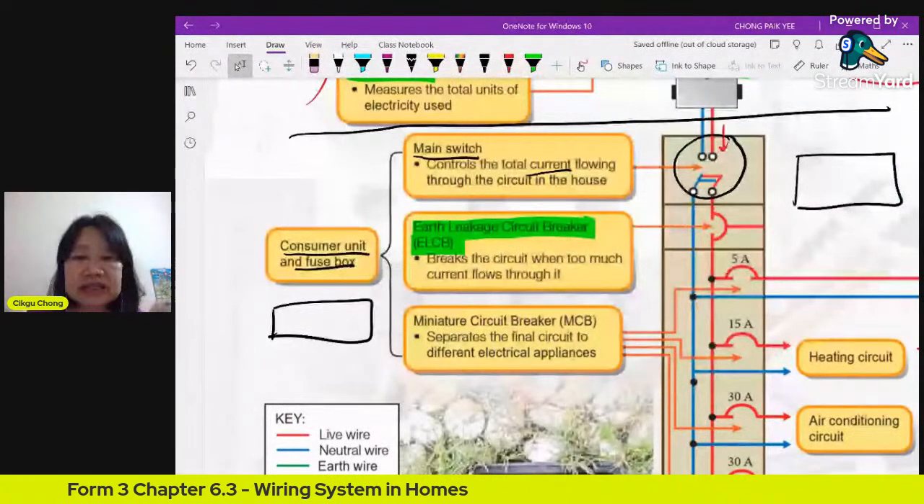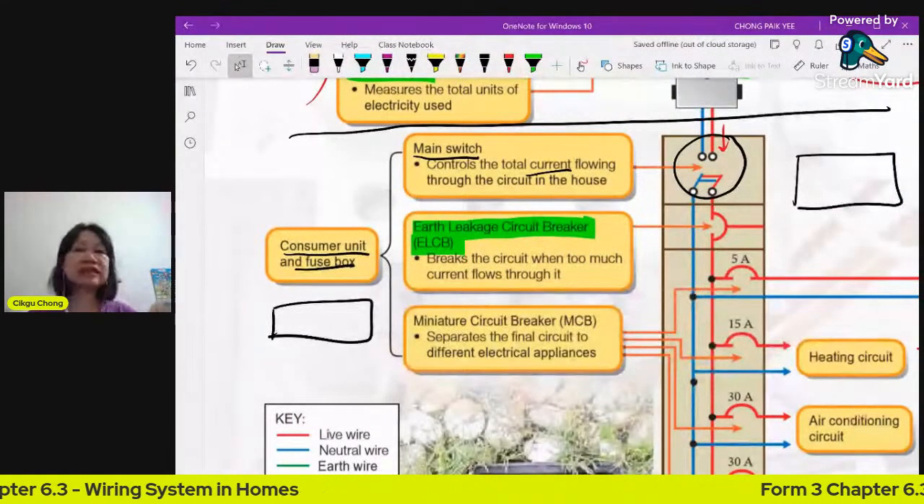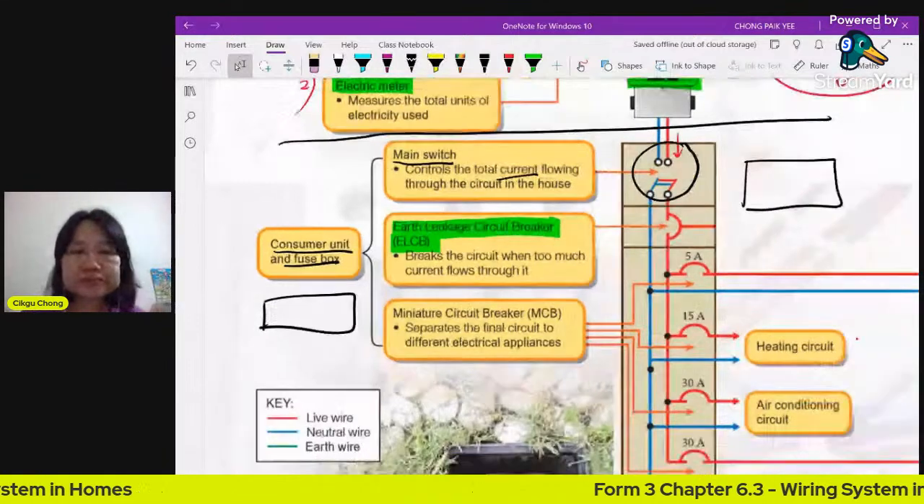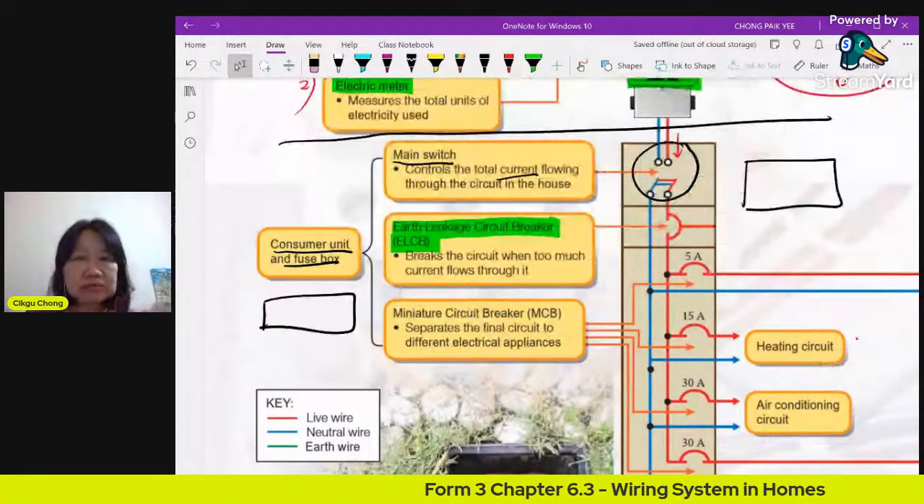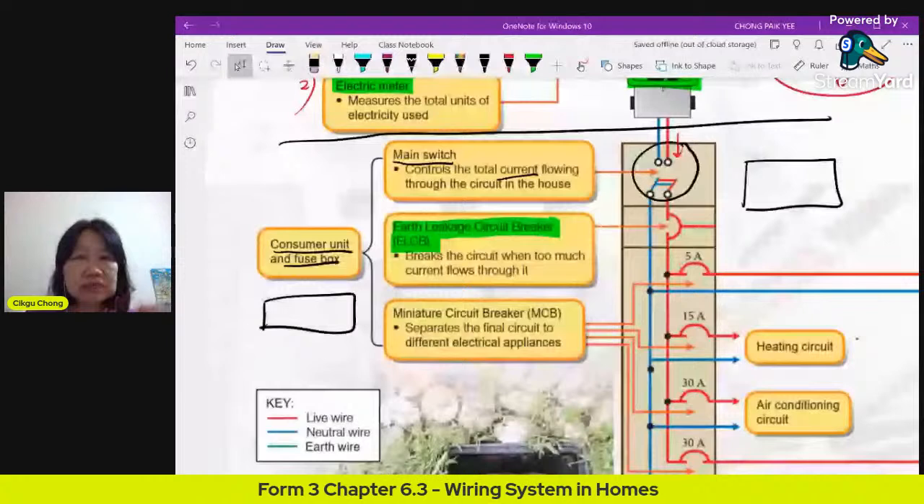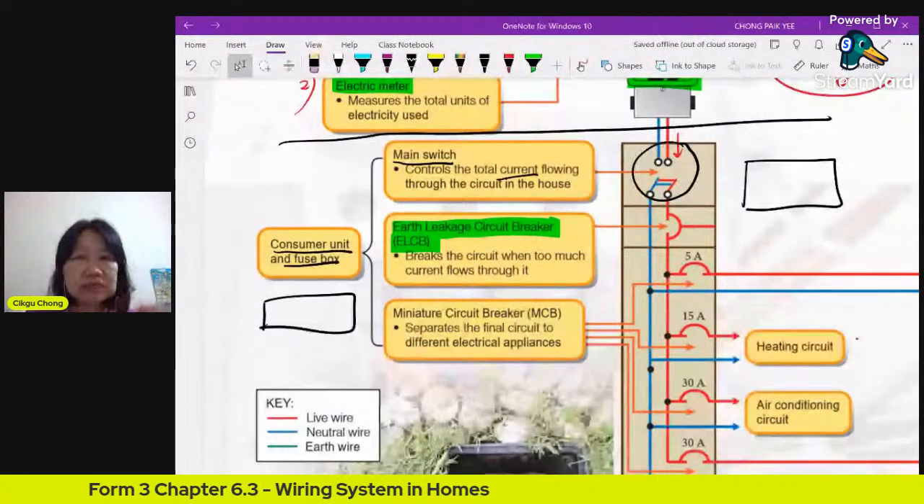Now I'm sure you have seen this. Let me give you an example. During a thunderstorm, have you experienced sometimes when suddenly there is a lightning strike? It's very loud, like that, right?